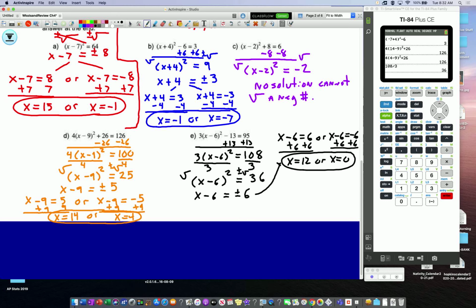So again, just to check, 3 parentheses, 12 minus 6, close parentheses, squared, minus 13, better equal 95. Then I check the other one. The other answer was 0 minus 6, squared, minus 13, and that also better equal 95.